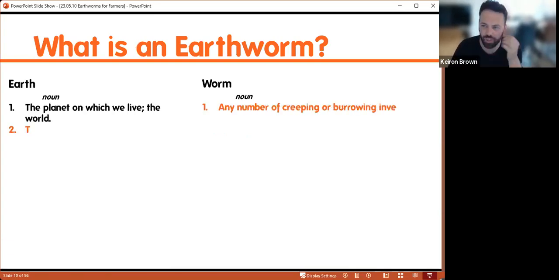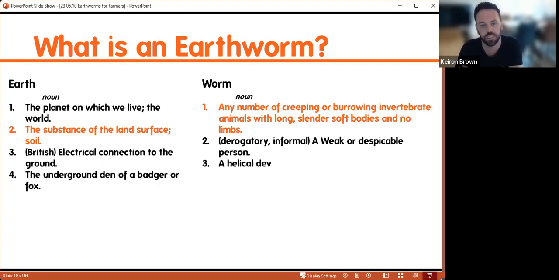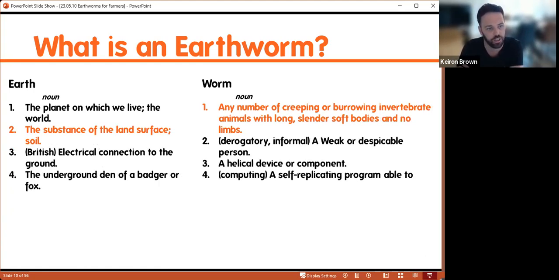I like to start off with the dictionary definition because I think it helps rather than going into really complex taxonomy, etc. If we break up the words earth and worm, the word earth can mean a number of things, but in this case, we're really looking at the second definition, which is the substance of the land surface, the soil. And the second half of the word, worm, we're looking at the first definition: any number of creeping or burrowing invertebrate animals with long, slender, soft bodies and no limbs. So that's a fairly good description of what an earthworm looks like, and where it can be found.